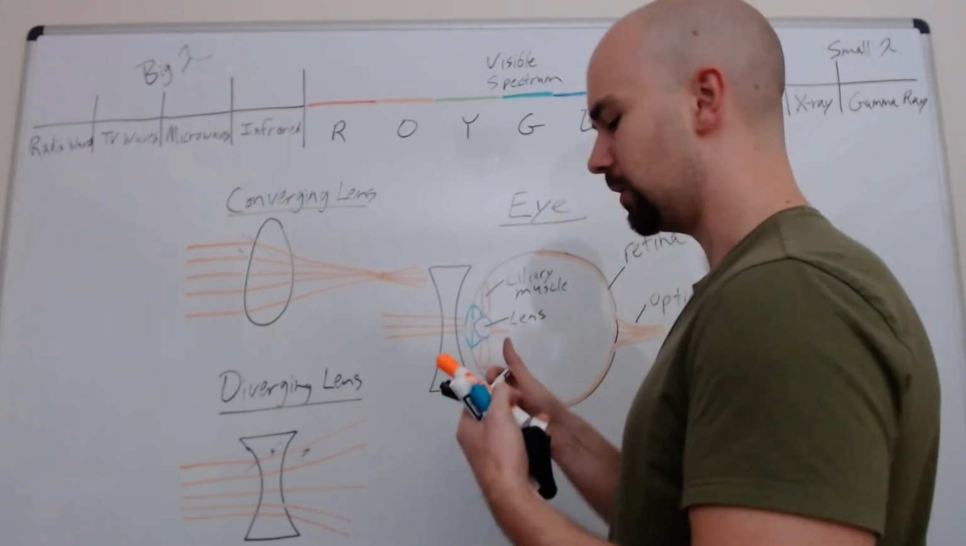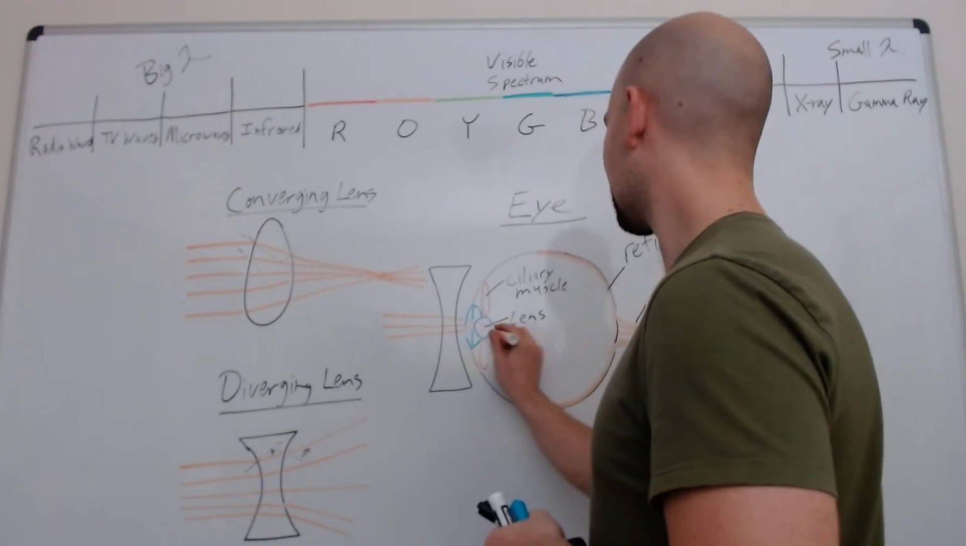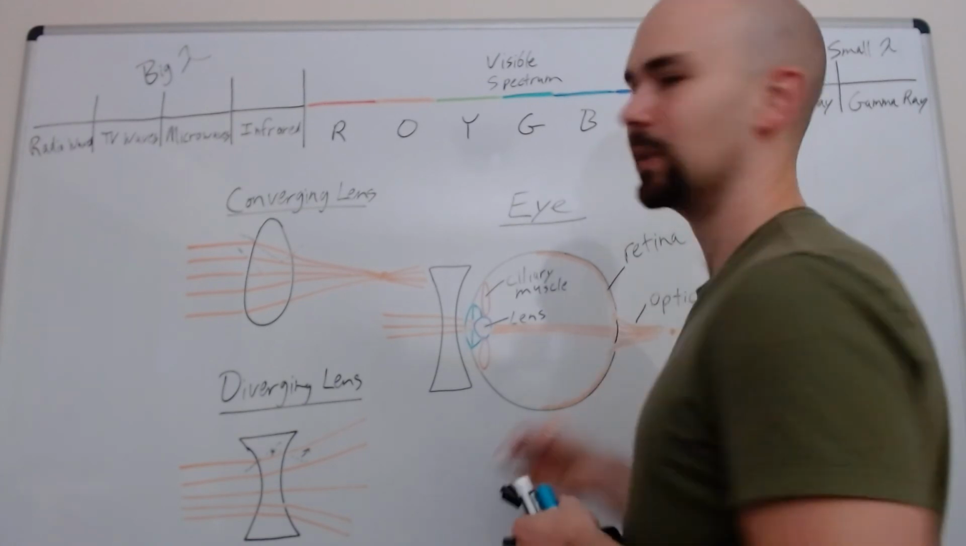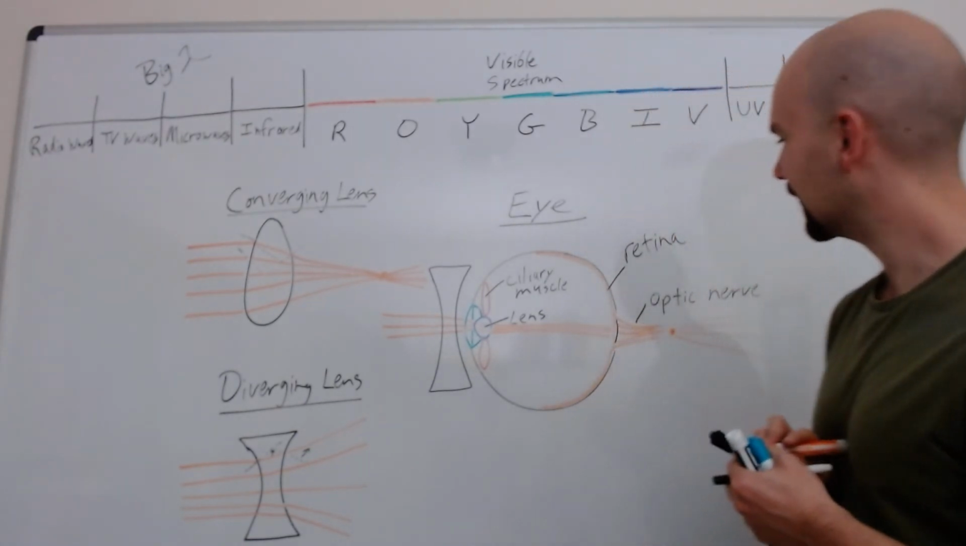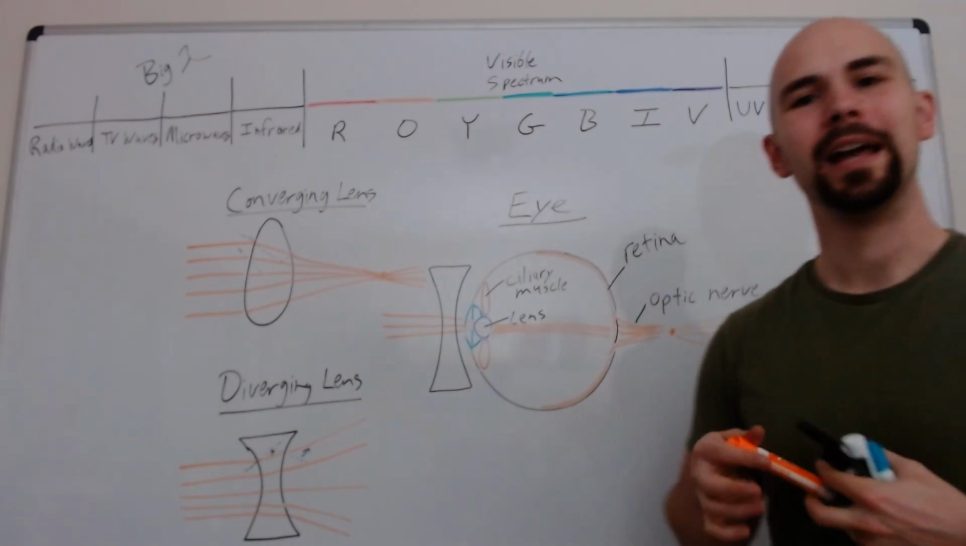So depending on whether you're nearsighted or farsighted, your glasses or contacts will be different shapes and also different thicknesses. So that's basically how a lens will work. That's basically how the eye works, and hopefully that all made sense.